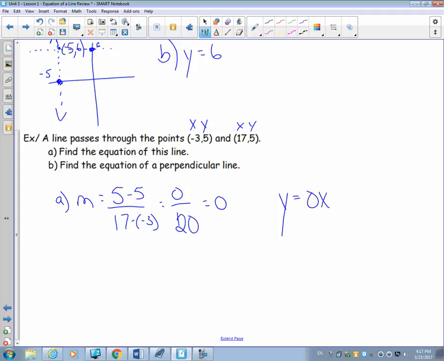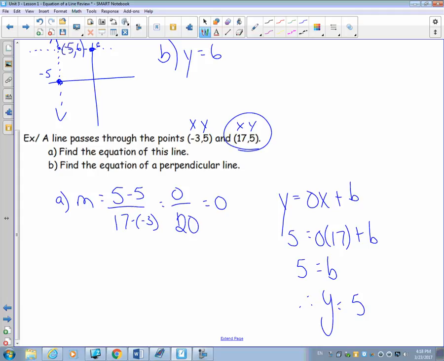Now, I can solve it like I've been doing, plug in a point. Let's pick this point. So 5 for y, 17 for x. What's 0 times 17? Oh, it's 0. So b is 0. In other words, my equation is y equals 5, which you kind of could have cheated and noticed that you had 5 and 5. They're both the same.